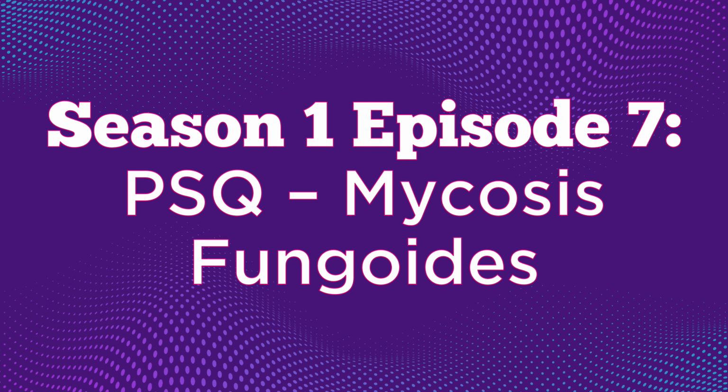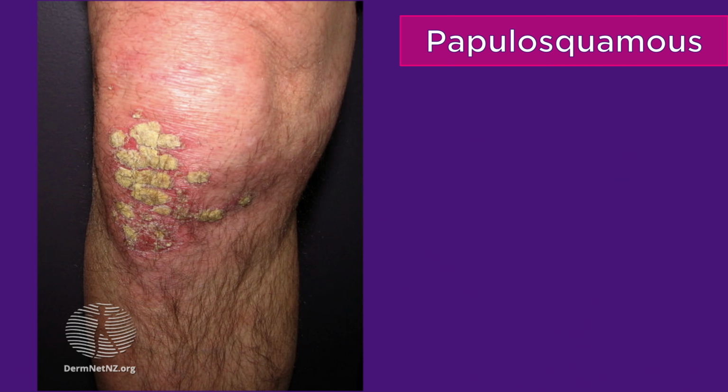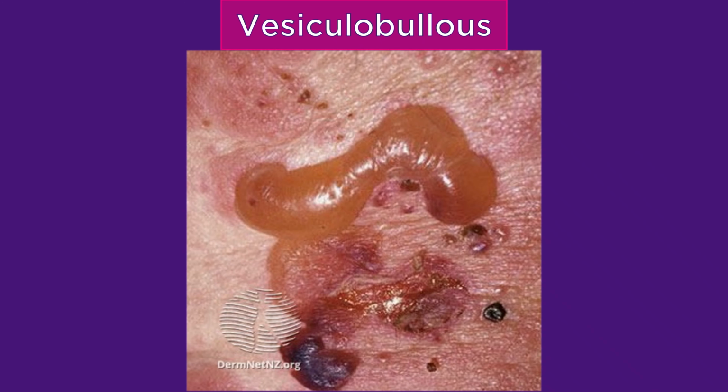All right, welcome back, friends. In this episode, we will continue our discussion of papulosquamous rashes by going over Mycosis Fungoides. Remember, we have 5 main reaction patterns: papulosquamous, eczematous, vascular, dermal, and vesicobullous.